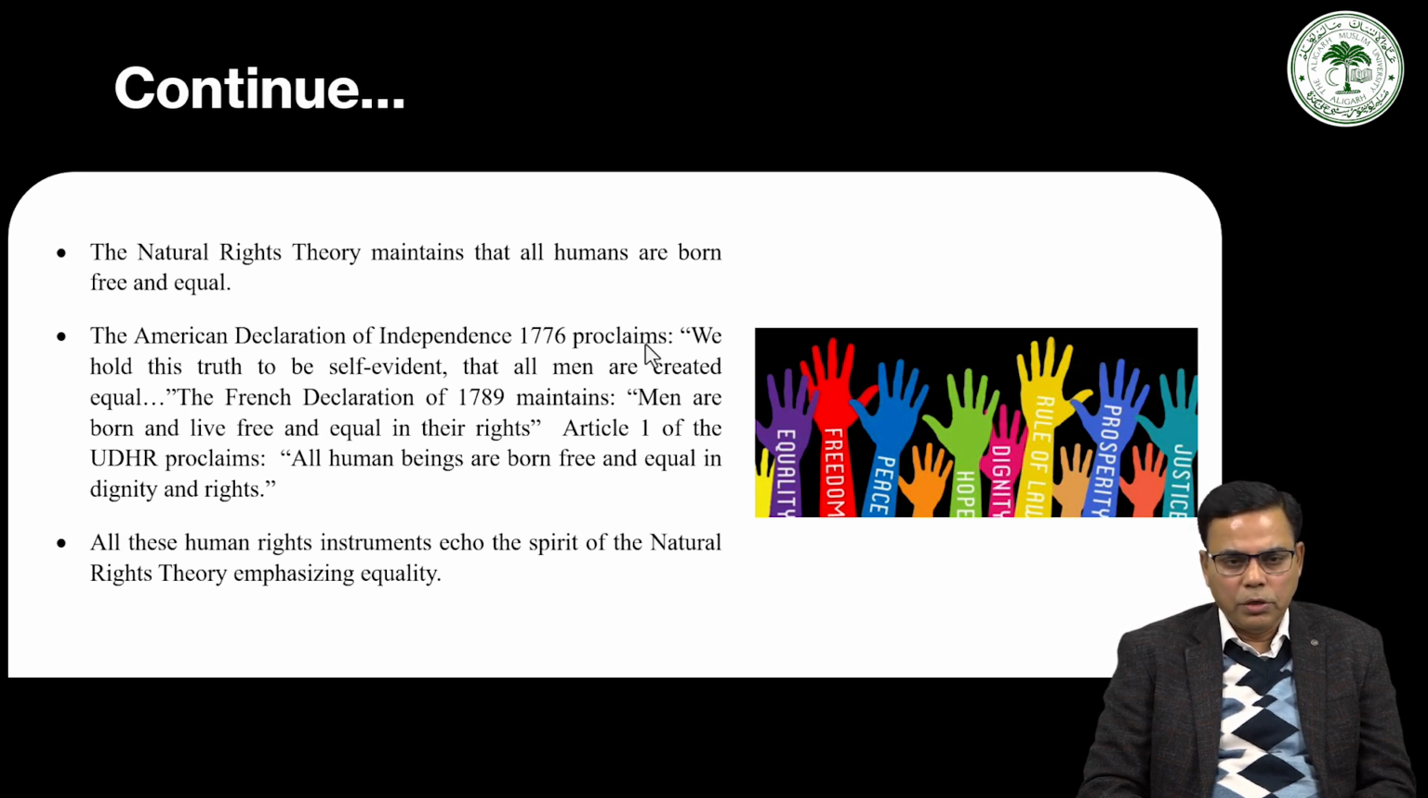When we say we hold this truth to be self-evident, that all men are created equal, it means the same thing that was there in the natural rights theory. It is being claimed through this Proclamation, the American Declaration of Independence 1776, that it is accepted as a universal truth that all men are created equal.